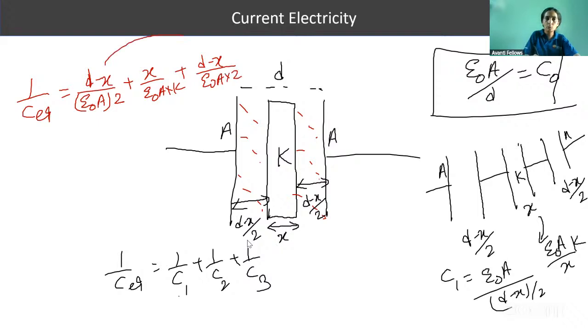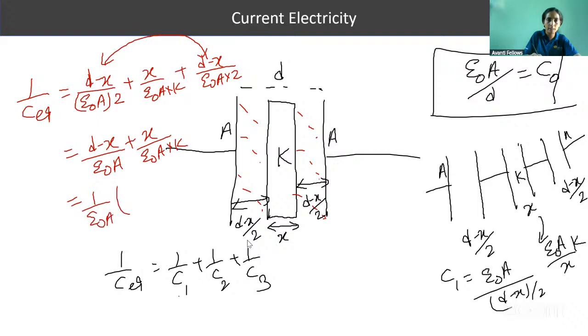If you add these two, both are the same. You will get D minus X by epsilon naught A plus X by epsilon naught A into K. Now take 1 by epsilon naught A common, and what you will get is D minus X plus X by K. So you simply solve it, you will get C equivalent.